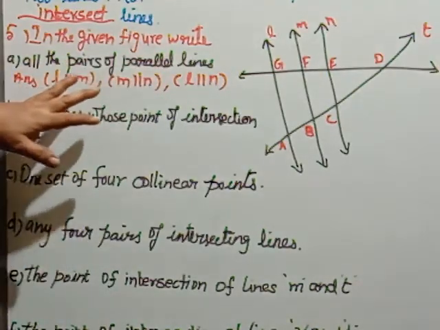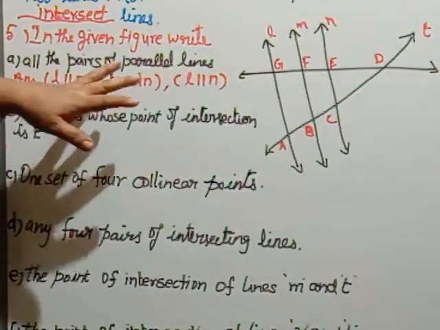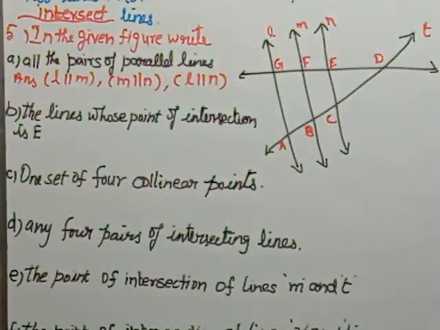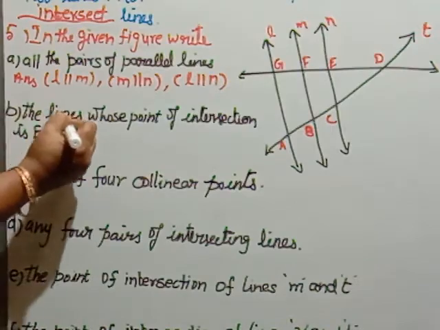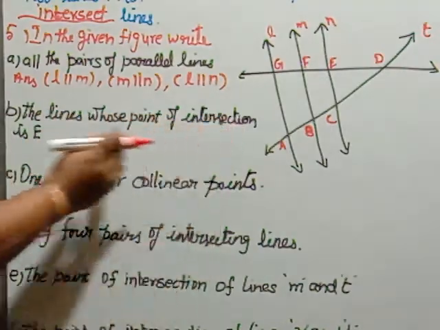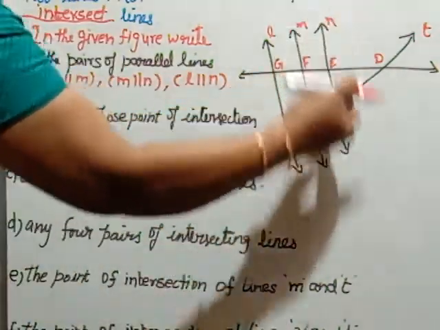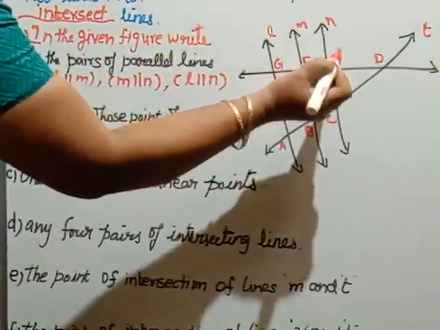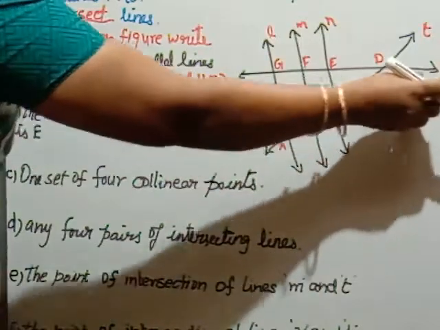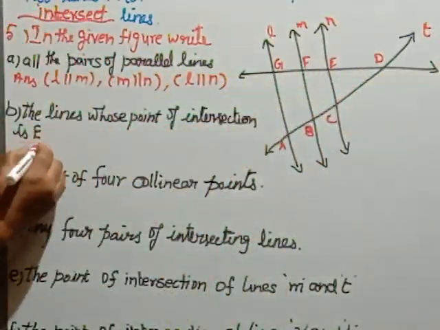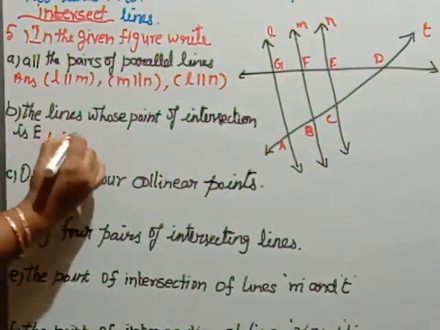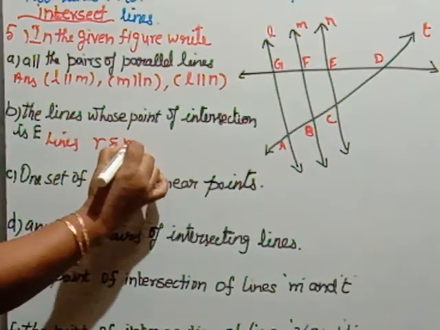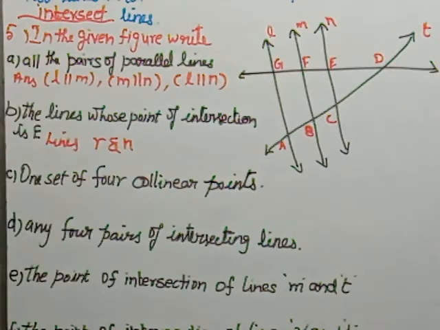Which are all parallel? L is parallel to M. M is parallel to N. L is parallel to N. Now, second question. The lines whose point of intersection is E. Which two lines intersect in point E? Point E where? Here. Lines N and R are intersecting at this point E.